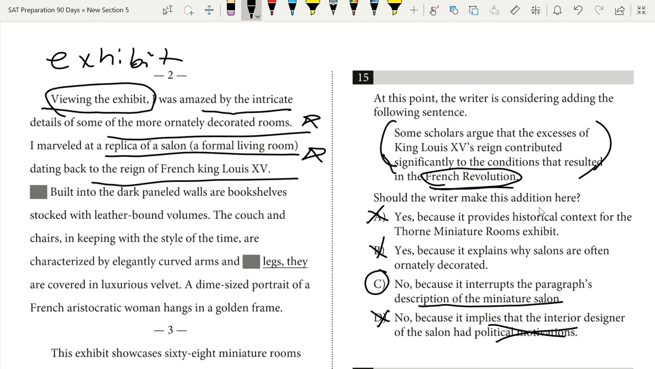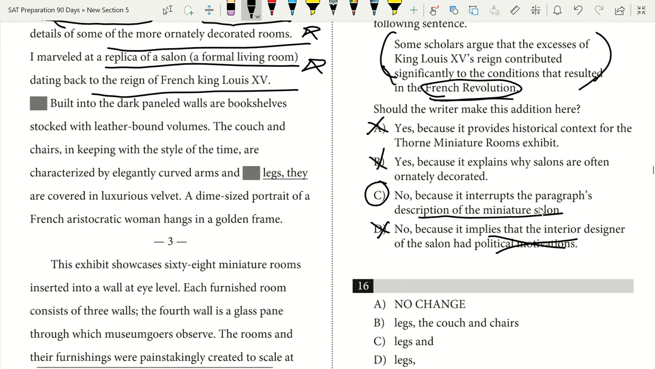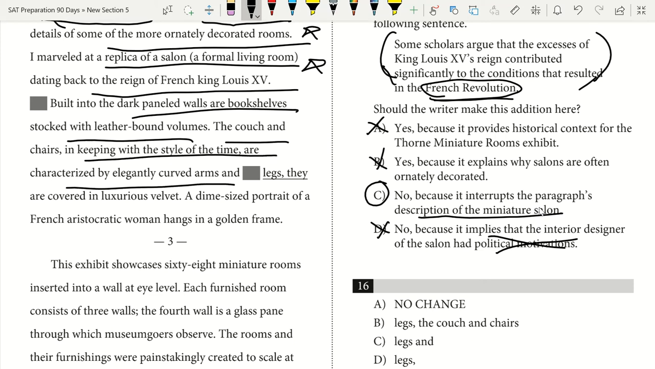All right, so now we've got to keep going on. So we've got "built into the dark paneled walls are bookshelves stocked with leather-bound volumes, the couch and chairs, in keeping with the style of the time, are characterized by elegantly curved arms and legs." Okay, I have a comma, but then I see I have the word "they." Okay, I can't have that because then I have an independent clause following that comma, which can't be because what came before it was also an independent clause. All right, and I can't connect those with only a comma and no FANBOYS. So that's going to be wrong.